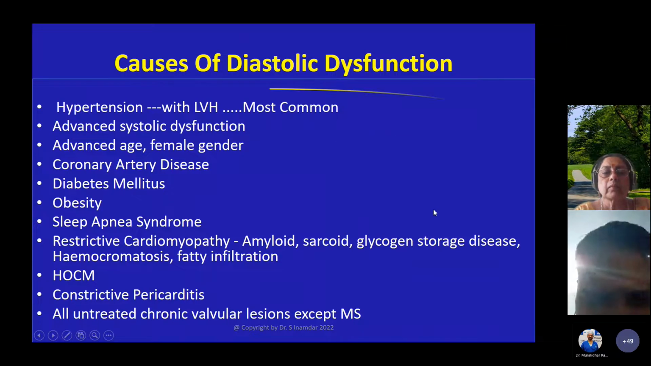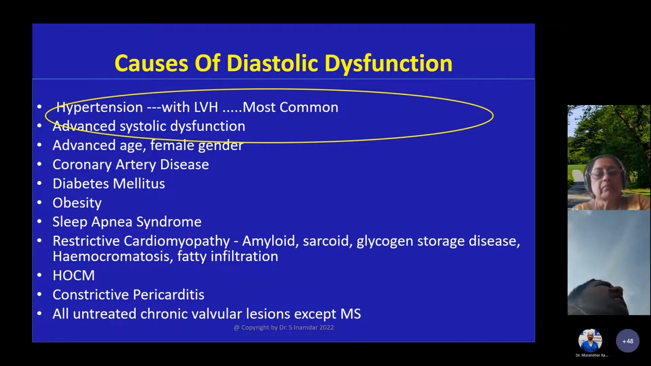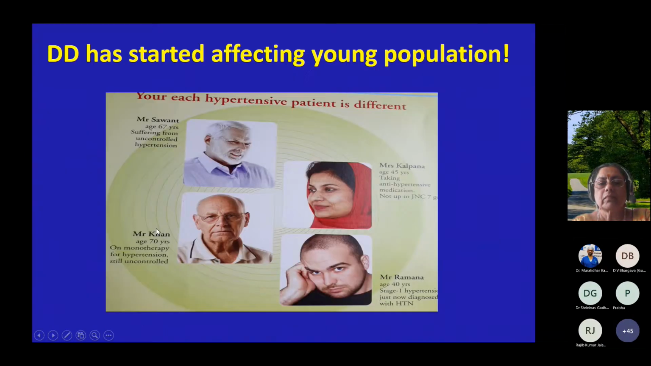These are various causes, I'll just rush through. Most common is hypertension. Another important thing is to ask the patient about sleep apnea. The patient may not have any hypertrophy, even then these patients with sleep apnea syndrome do have severe diastolic dysfunction.